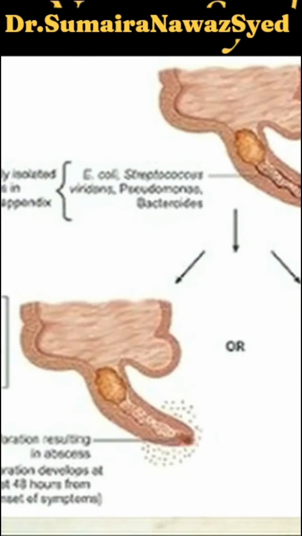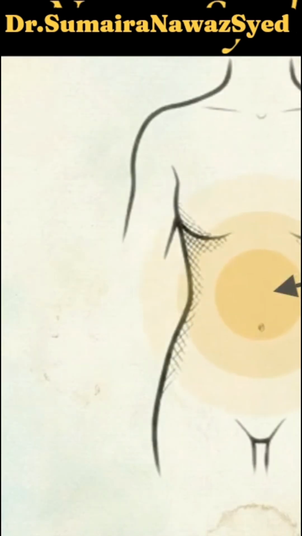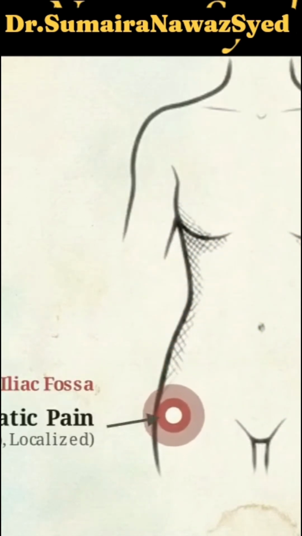This diagram shows the anatomical trigger for localized pain. The inflamed outer serosa of the appendix makes physical contact with the parietal peritoneum of the abdominal wall. This contact stimulates somatic pain fibers, causing the pain to migrate and intensify over the exact site of the appendix in the right iliac fossa.